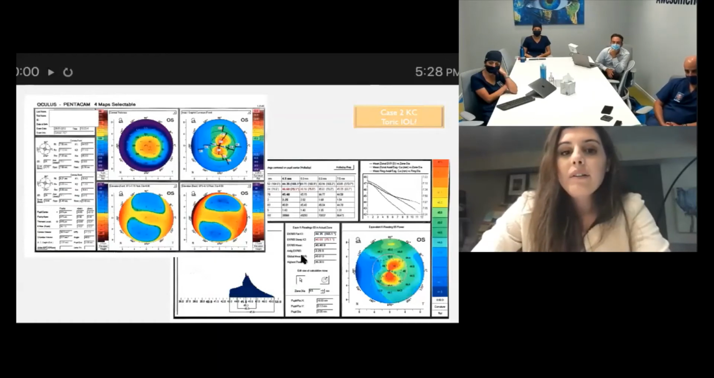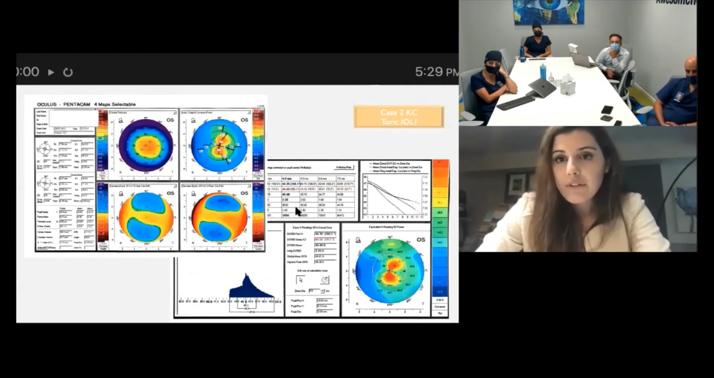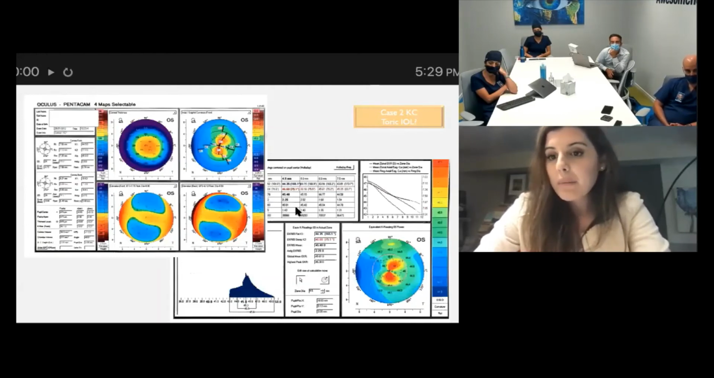And using this EKR data in a toric calculator, while taking into account the posterior curvature, can give you a fairly good result with a toric IOL for the patient and their vision. So this might actually be a patient, if motivated enough, who might be a candidate for toric IOL placement with little side effects after the surgery.